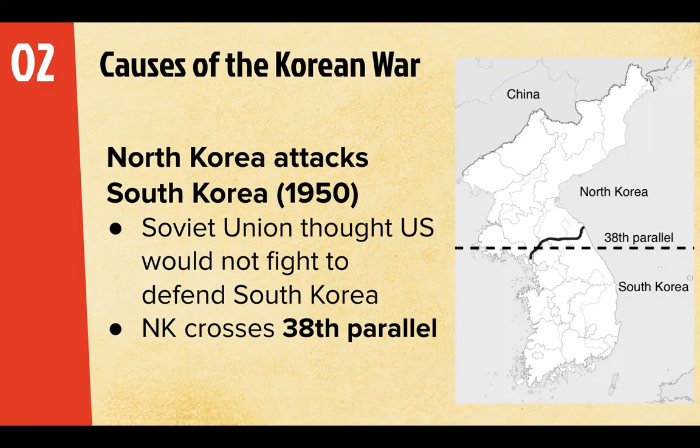And so our causes. The main cause here is that North Korea is going to take some aggressive action. They are going to attack South Korea. They're going to cross the 38th parallel and attack the South Koreans because they and their ally, the Soviet Union, if you remember from our last video, is also a communist country at the time. They figured the United States would not fight to defend South Korea. They did not think the United States was going to mobilize the army, send people abroad to protect South Korea, and they were incorrect in this assumption.